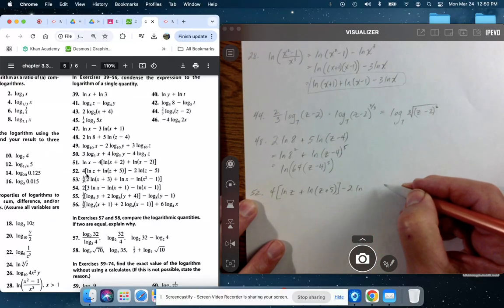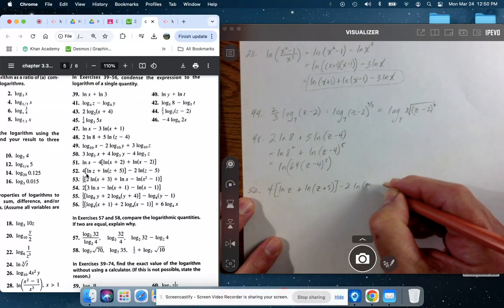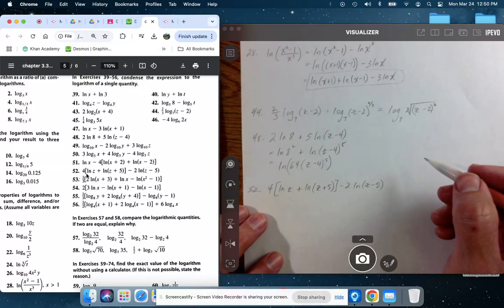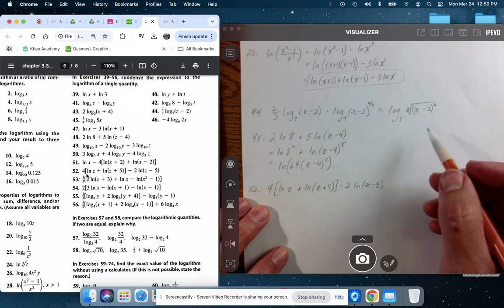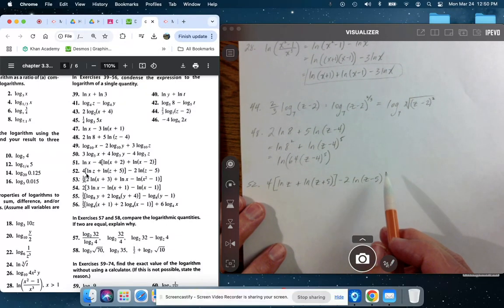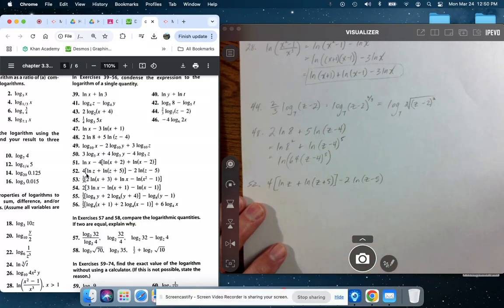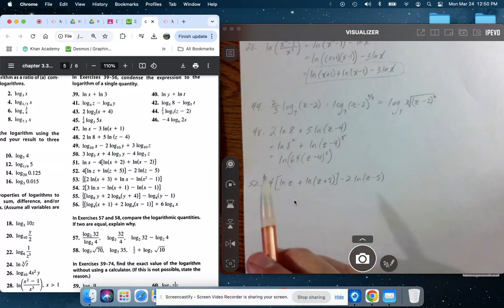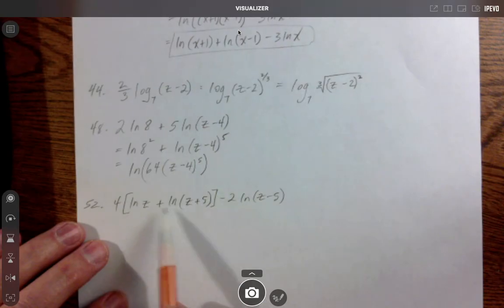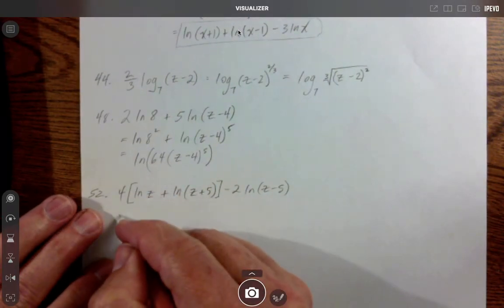All right, so 2 natural log of z minus 5. Okay, I think I copied that down wrong. All right, so what do I want to do first? Well, there's a couple ways I can go. I can put these together as one logarithm. So I'll do that first.